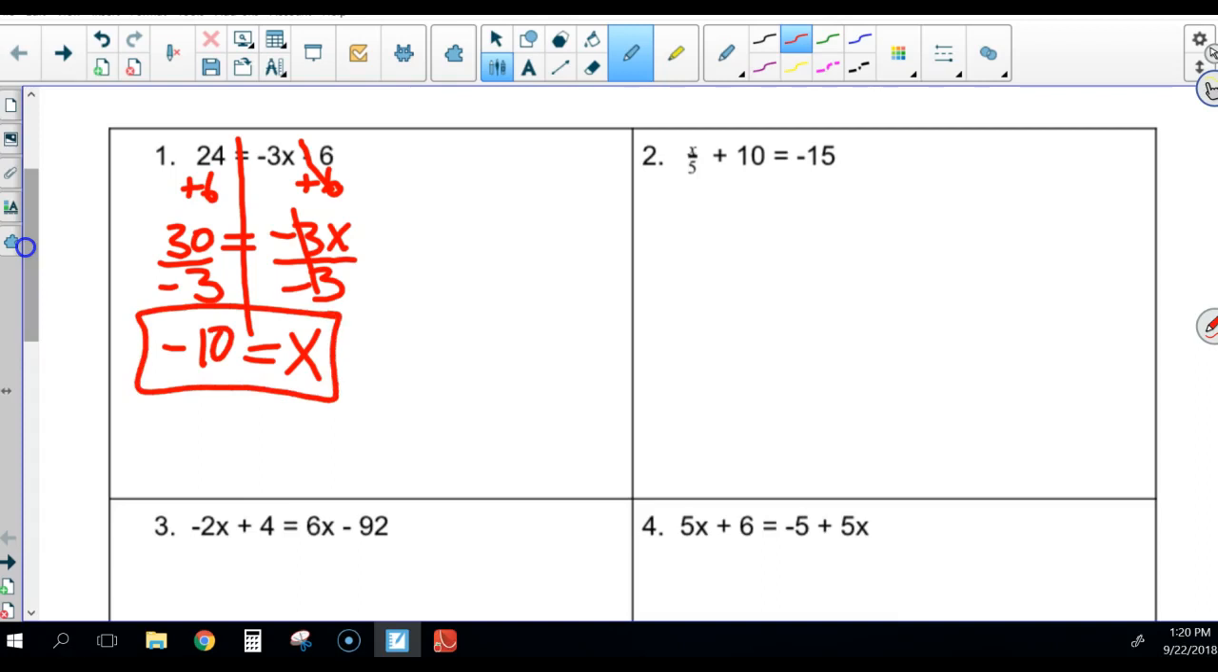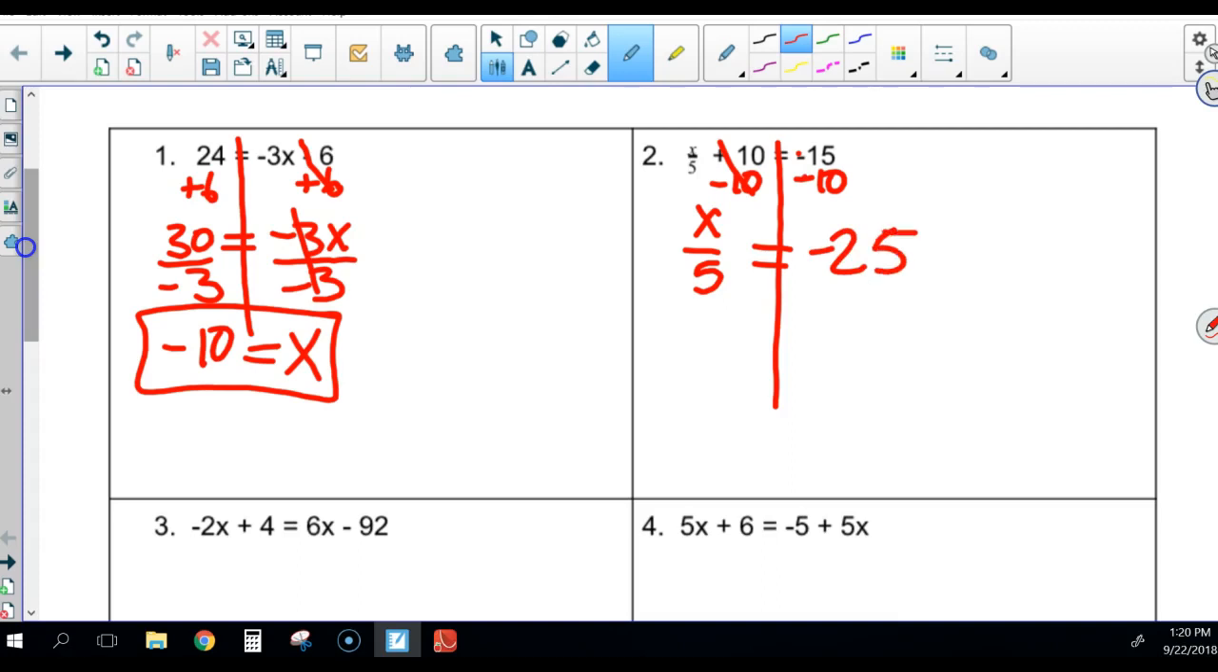Number 2, x over 5 plus 10 equals -15. We're going to get the x by itself, so cancel out plus 10 by doing -10 to both sides. That leaves me x over 5 equals -15 minus 10. Be careful with your negative signs. That is -25.